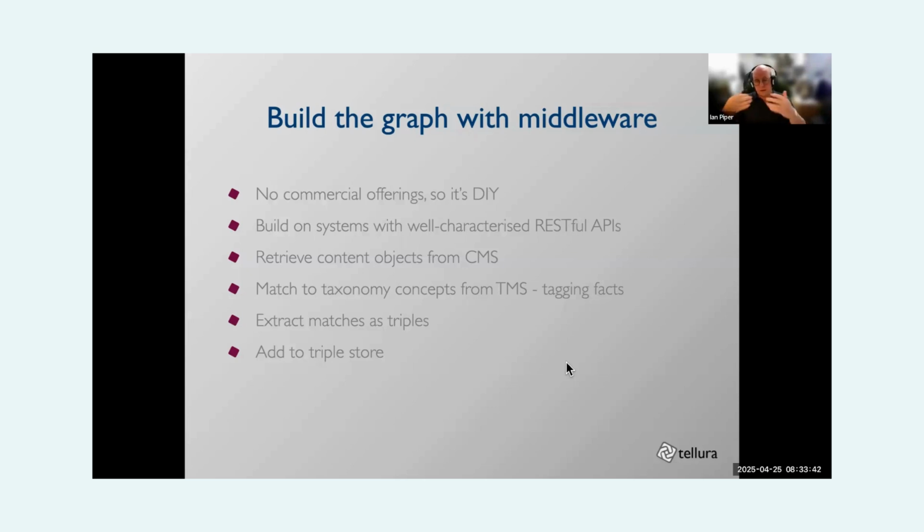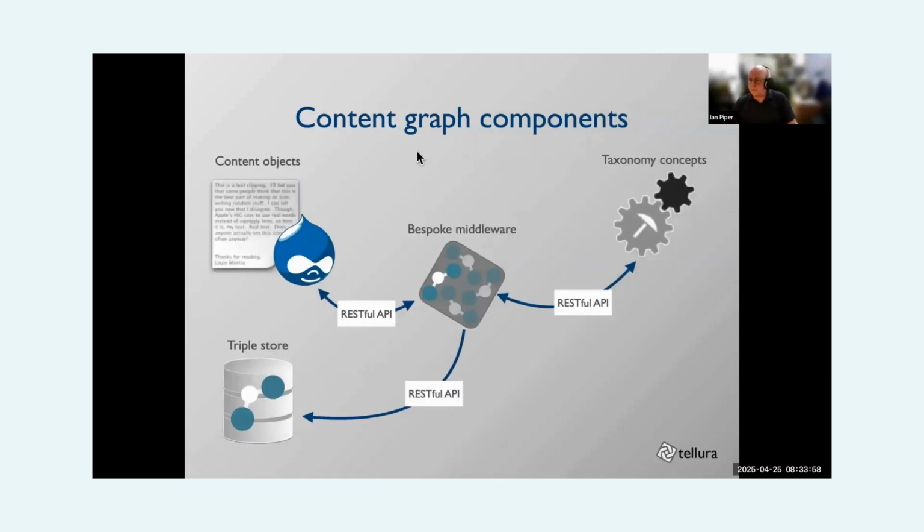Having created those matches, you then have to put them into a form that you can make use of, and you do that by putting it into a triple store, which is the next bit that I'm going to talk about. Just to reiterate the slide I showed earlier, what we've got here is content objects that we extract into middleware. We've got taxonomy concepts that we extract and match to the content. That creates tagging triples, which we then store in a triple store.